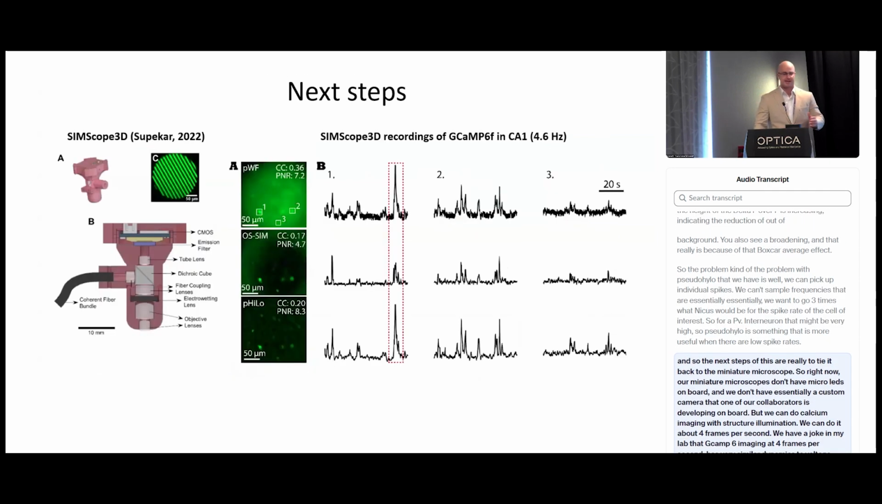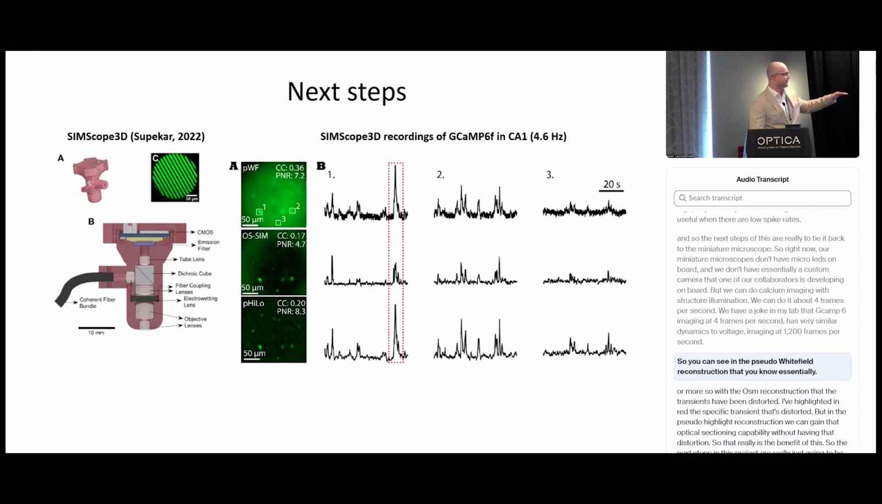And so the next steps of this are really to tie it back to the miniature microscope. So right now, our miniature microscopes don't have micro LEDs on board, and we don't have the custom camera that one of our collaborators is developing on board. But we can do calcium imaging with structured illumination. We can do it at about 4 frames per second. We have a joke in my lab that GCaMP6 imaging at 4 frames per second has very similar dynamics to voltage imaging at 1200 frames per second.